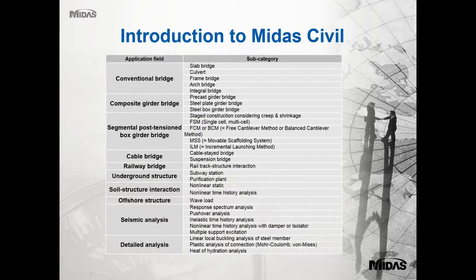Midas Civil, which we will be using today, is a bridge analysis and design software. It can do conventional bridge analysis such as slabs, culverts, frames, arches, and composite girder bridges, which we'll be showing today; segmentally constructed post-tension box girder bridges, which involve different construction methods like segmental or span-by-span construction; cable bridges like cable-stayed and suspension bridges; and underground structures. You can also do seismic analysis and detail analysis, which involves lateral torsional buckling analysis for plated girders.